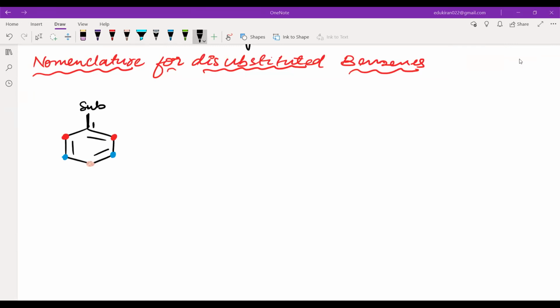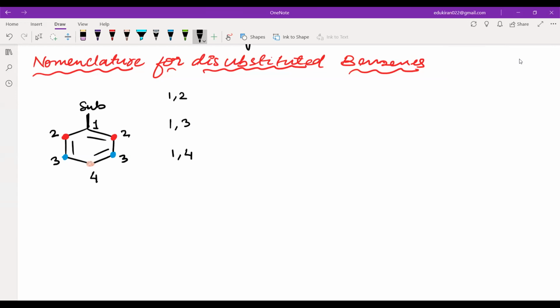Okay, so this carbon atom should be getting the number 1. Now I'm writing some cases. In IUPAC nomenclature, for a disubstituted benzene, you will have either 1,2, or you can have 1,3. This is the second position, this is the third position, and this is the fourth position. Or you can have 1,4. These are the only cases that you can have. This is also 2, this is also 3.